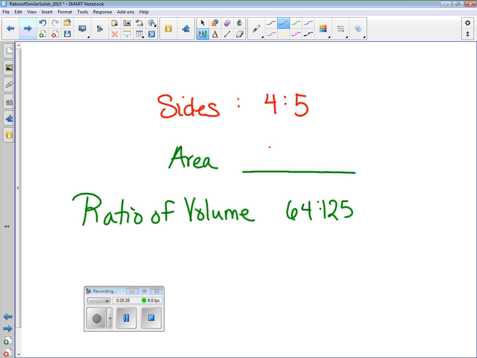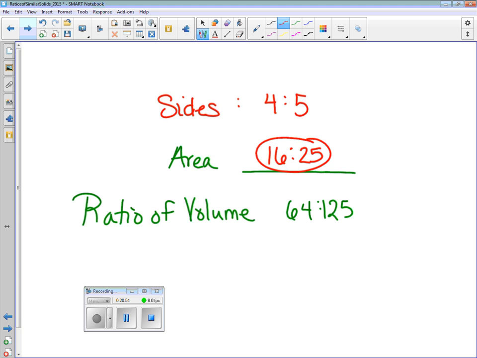16 to 25. Excellent. So the key with these types of problems is if I don't have the side ratio, I have to find it. If I'm not given it, I have to work backwards, which means either taking the square root or the cube root to actually find the ratio of the sides. Once I have that one, then I can go ahead and find the others. So sometimes you're going backwards, sometimes you're going forwards.